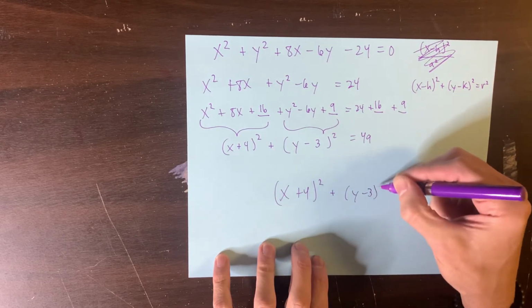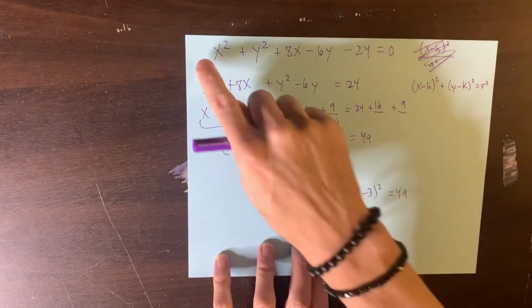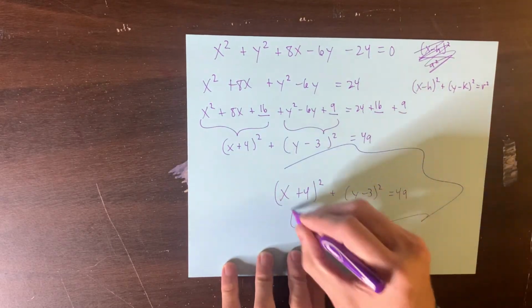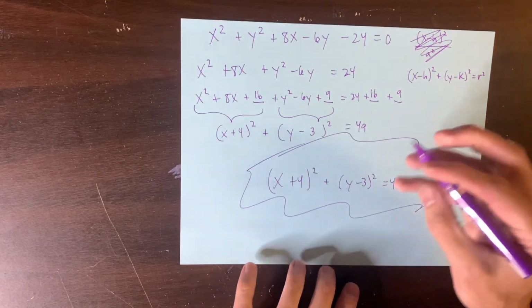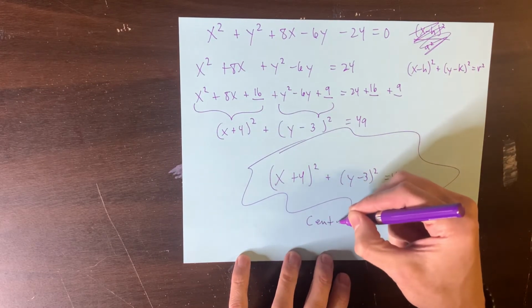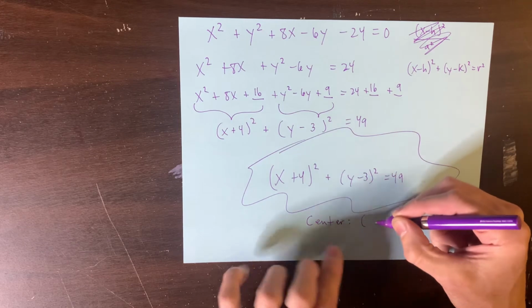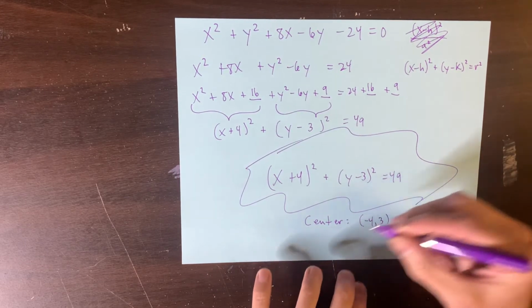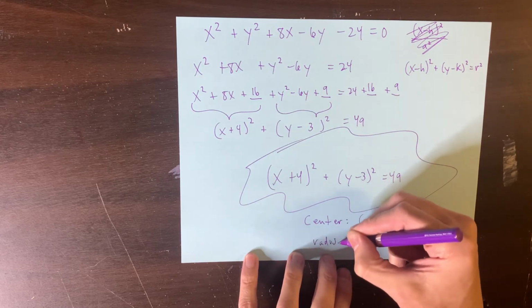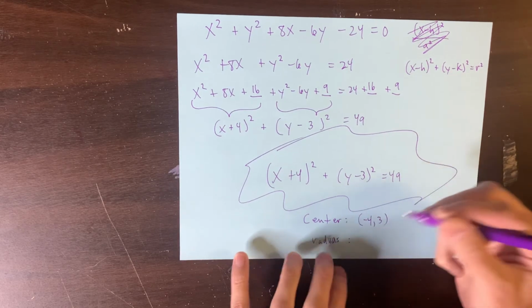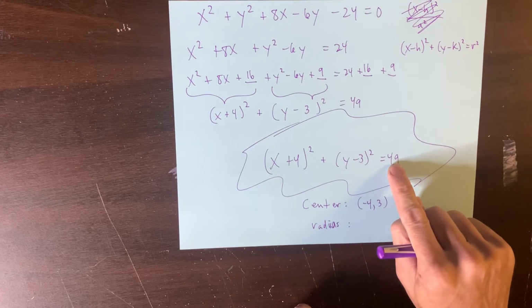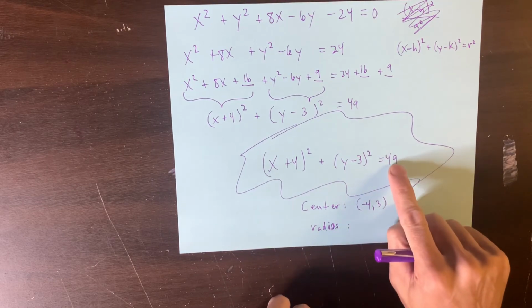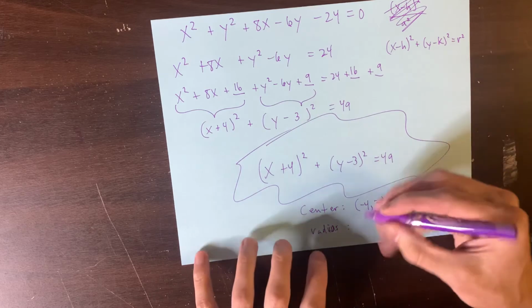The goal is to write the original equation as a circle in standard form. There it is. If you want to interpret this, the center of the circle is located at, switch it, -4, comma, switch it, +3. And the radius of this circle, let's just pretend that says radius, would be the square root of that. The square root of 49 is 7.